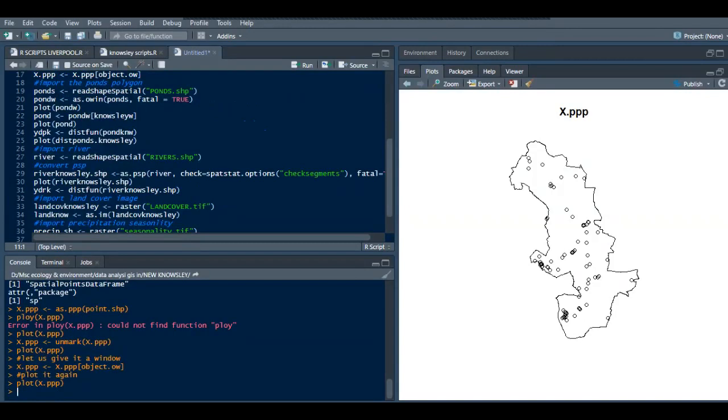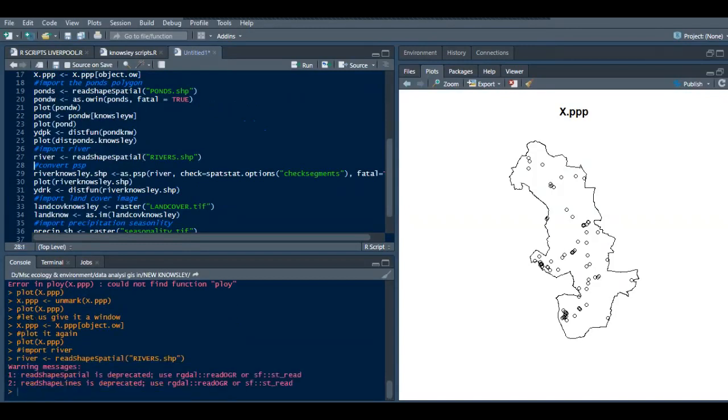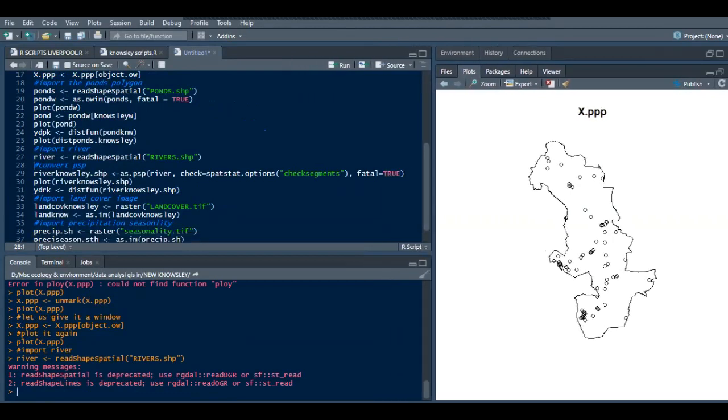So the principle is the same. These rivers are also in shape files. So I'm going to run them. I already wrote the code here. So it's the same, but the method for turning rivers into a recognizable object by Spatstat is a little bit different, and the code is as.psp.